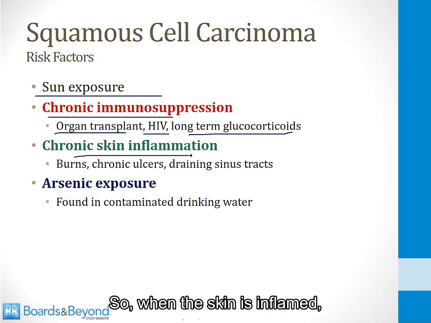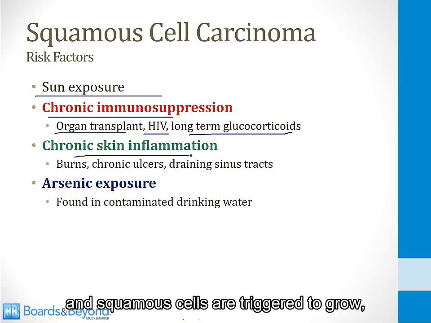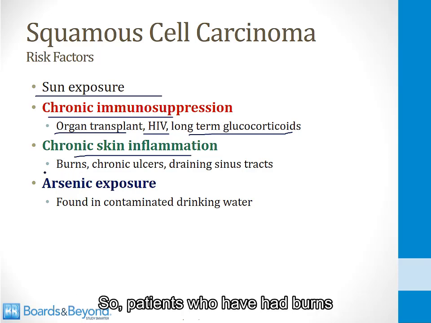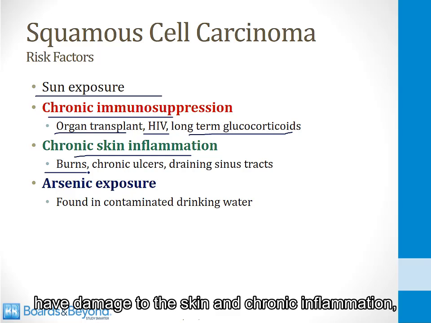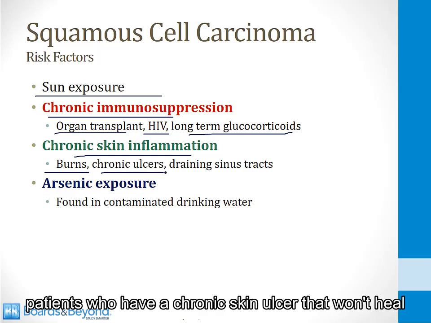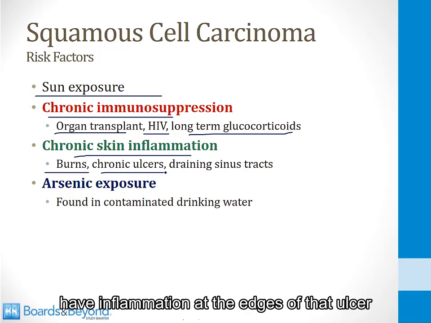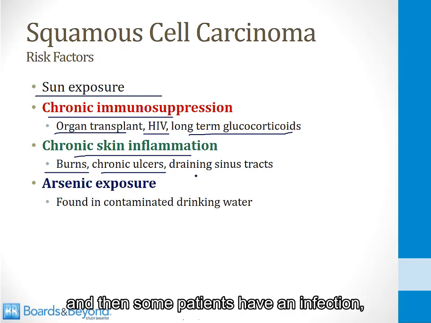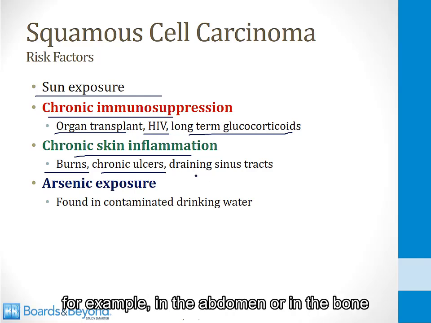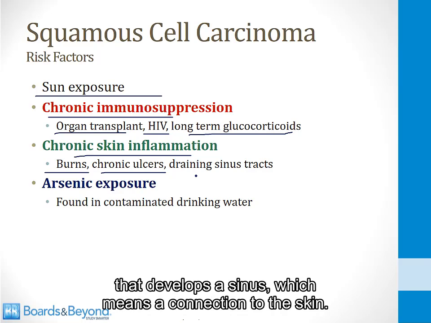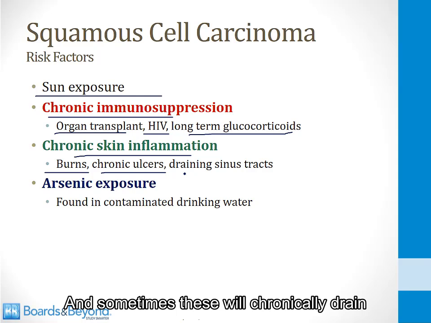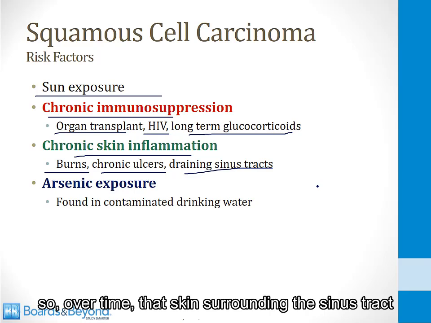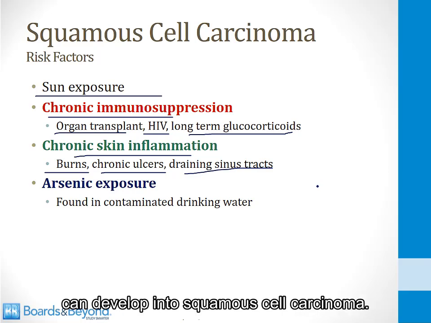When the skin is inflamed, new squamous cells are being produced and squamous cells are triggered to grow, and this can lead to squamous cell carcinoma. Patients who have had burns have damage to the skin and chronic inflammation. Patients who have a chronic skin ulcer that won't heal have inflammation at the edges of that ulcer, and that can lead to squamous cell carcinoma. And then some patients have an infection, for example, in the abdomen or in the bone, that develops a sinus, which means a connection to the skin. Sometimes these will chronically drain and they're very difficult to heal. Over time, the skin surrounding the sinus tract can develop into squamous cell carcinoma.